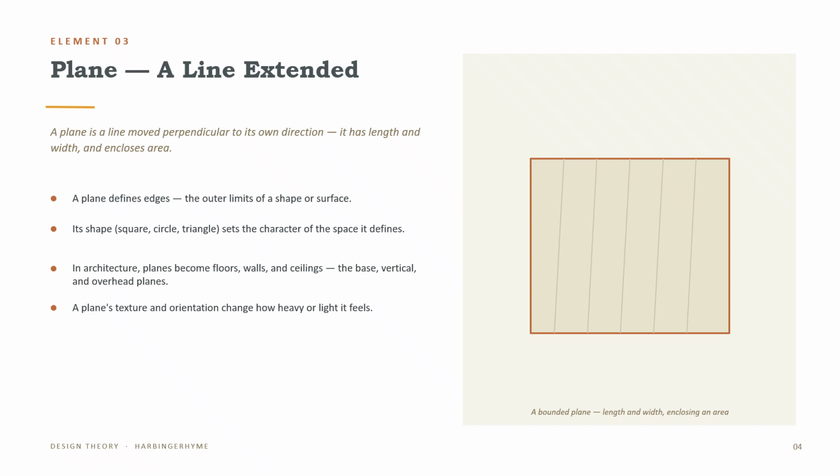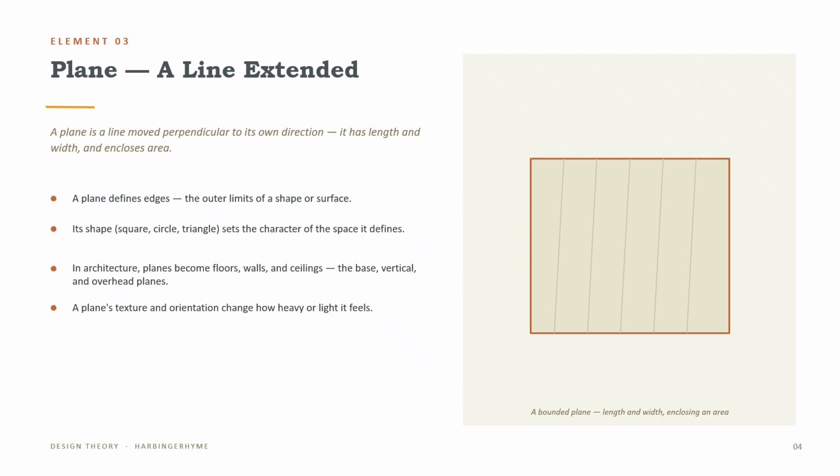A plane becomes a floor when it's horizontal beneath you, a wall when it's vertical beside you, and a ceiling when it's horizontal above you. Three planes, three completely different jobs, even though geometrically they are the same element. So from this lesson, we will remember: a plane is a line extended.